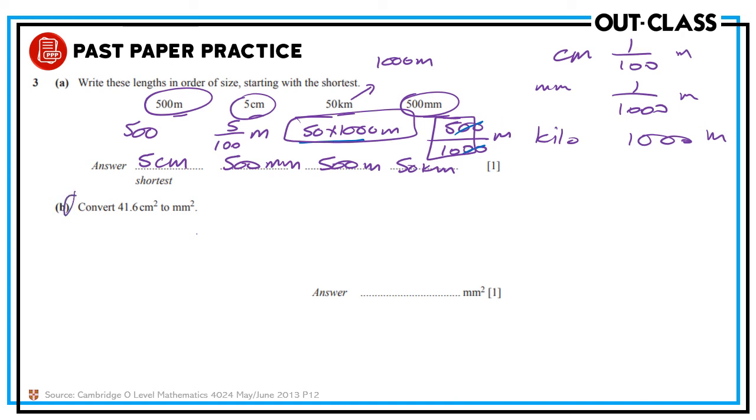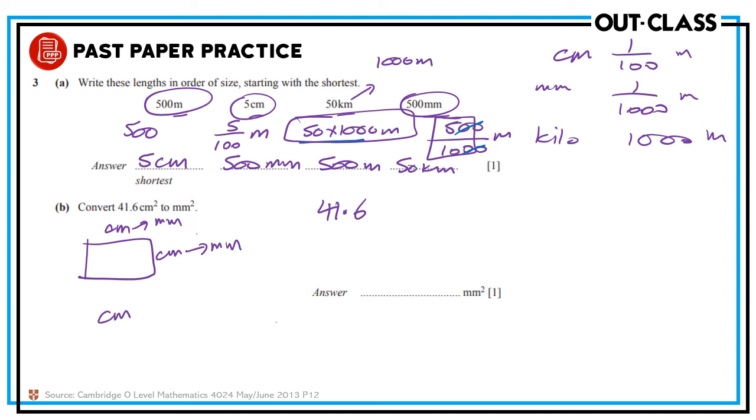Then let's do this, main point being the square sign. So remember, anytime you have square, think of a square that each side needs to be converted. So there's a centimeter here, there's a centimeter here, and I want to convert it to millimeter twice. That's the best way to avoid a mistake. So 41.6 is in centimeters. How do I convert centimeter to millimeter?